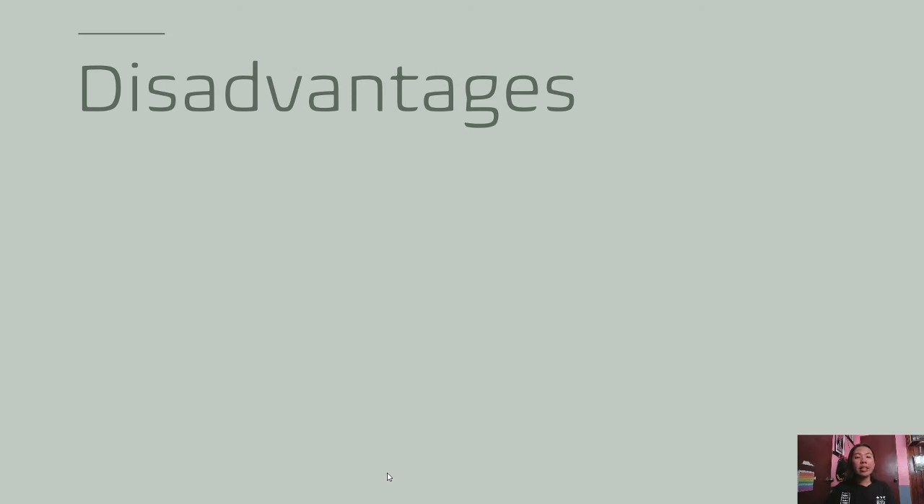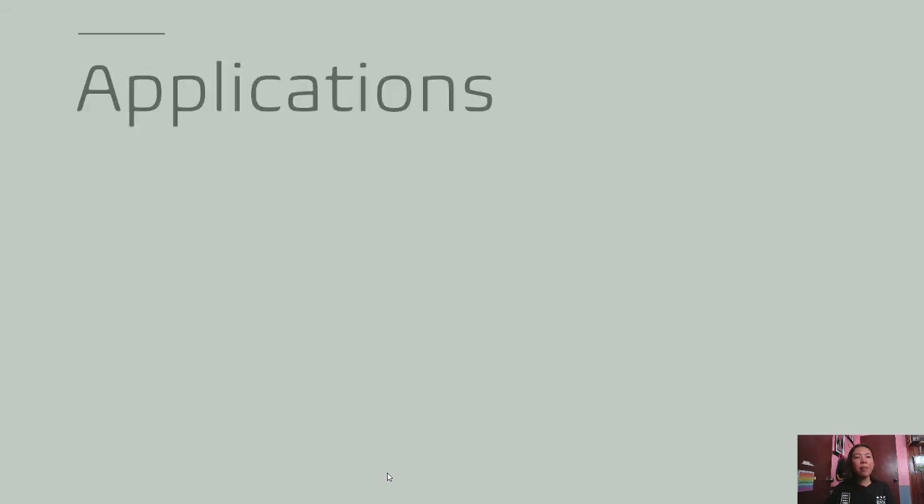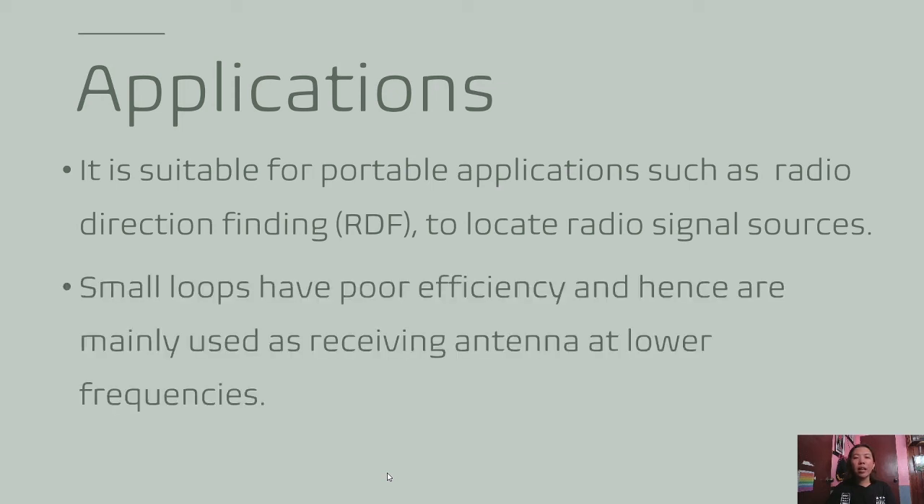On the other hand, its disadvantages are poor impedance matching and a very high resonance quality factor. It is suitable for portable applications such as radio direction finding to locate radio signal sources, and small loops have poor efficiency and hence are mainly used as receiving antennas at lower frequencies.